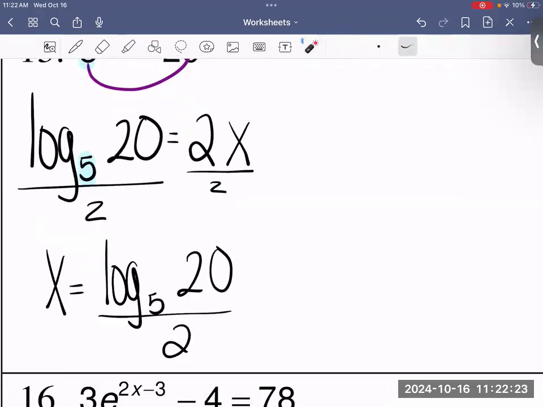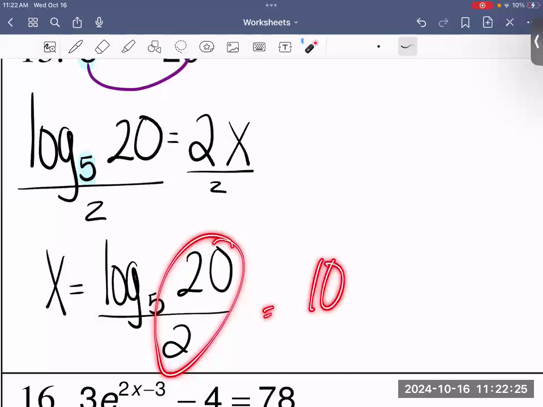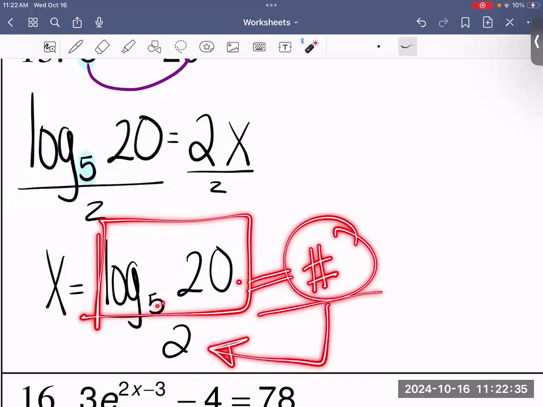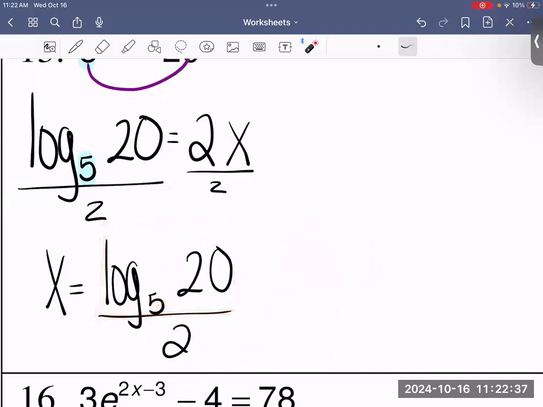Now 20 divided by 2, it's not just that we can make this 10 and then we have log base 5 of 10. Log base 5 of 20 is going to be a number. We're going to take that number and then divide it by 2. Now for me, I'm going to say that we are done here. This is your exact answer. If you wanted to punch it into a calculator, you could do one of two things.